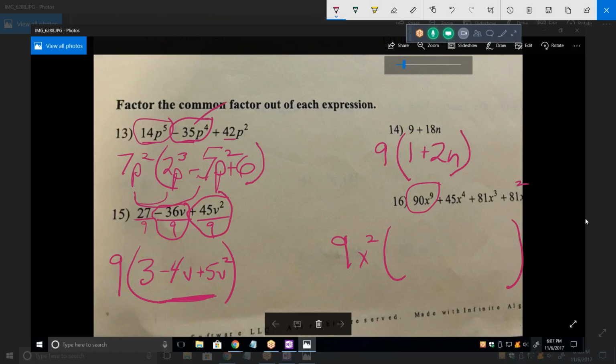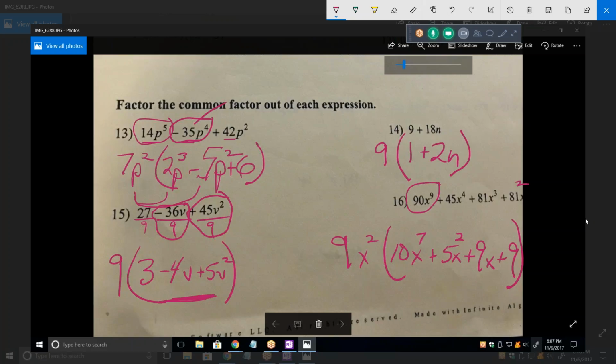What's 90 divided by 9? I keep forgetting about the first term. I don't know why, but I just immediately moved to the second term in my brain for some reason. But okay, so it's 10x to the 7th plus 5x to the 2nd, and then plus 9x, and then just plus 9. Okay.